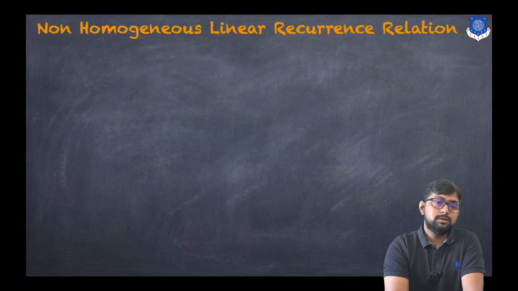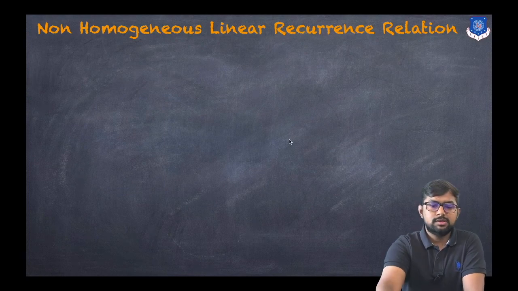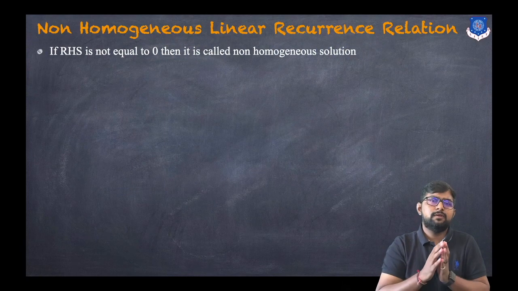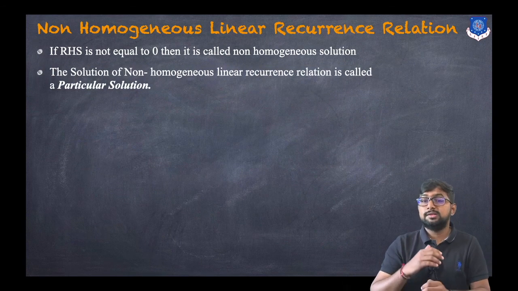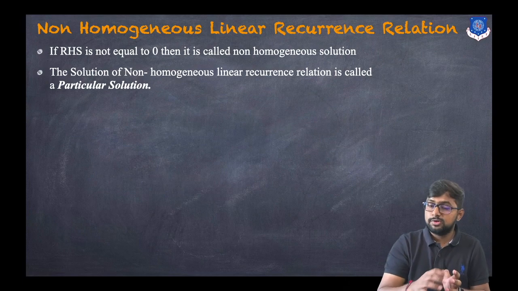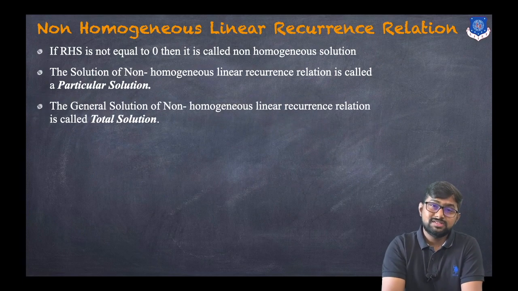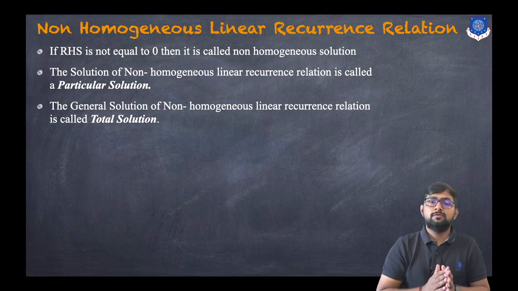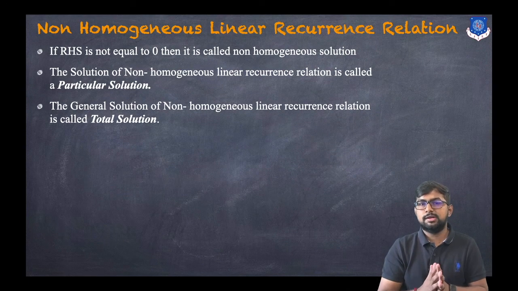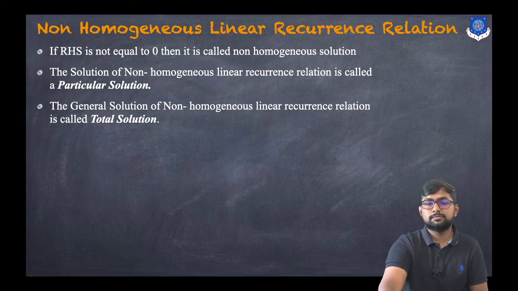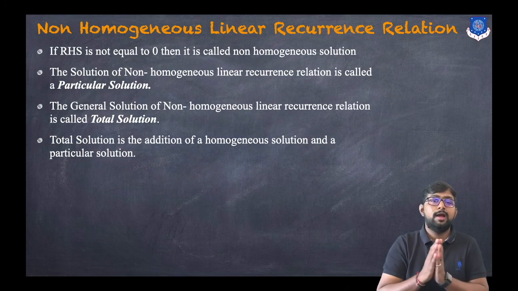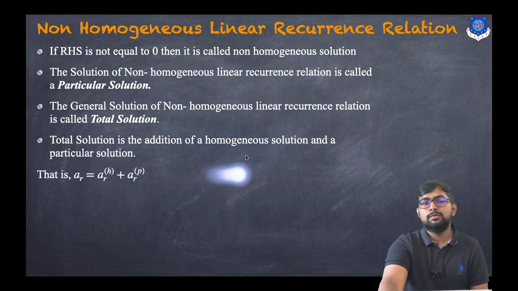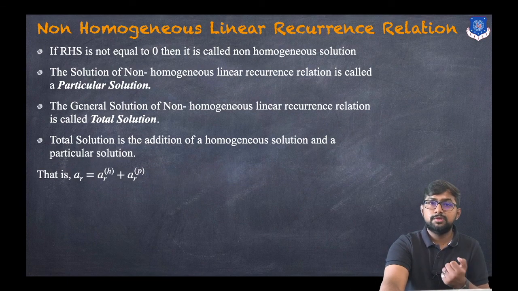So what is a non-homogeneous linear recurrence relation? Let's recall that. If the right hand side is not equal to 0, then it is called a non-homogeneous recurrence relation. Its solution will be called a particular solution. Now what is the general solution? The general solution of a non-homogeneous linear recurrence relation is called the total solution. The total solution is the addition of the homogeneous solution and a particular solution. That is a_r equals a_r raised to H plus a_r raised to P, so homogeneous plus particular.